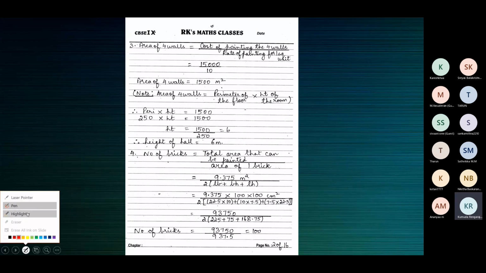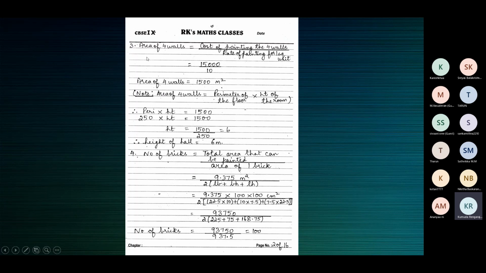Let me explain better. For example, speed is equal to distance by time. You know that speed is equal to distance by time. Now, don't you write time is equal to distance by speed? And don't you write distance is equal to speed into time?